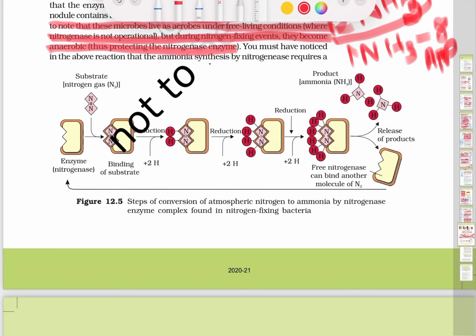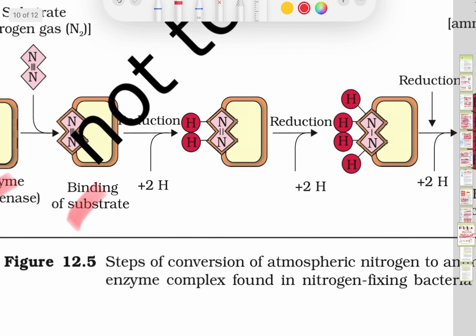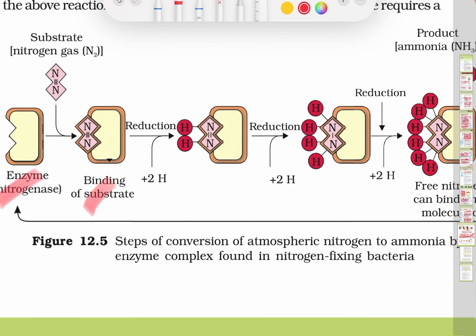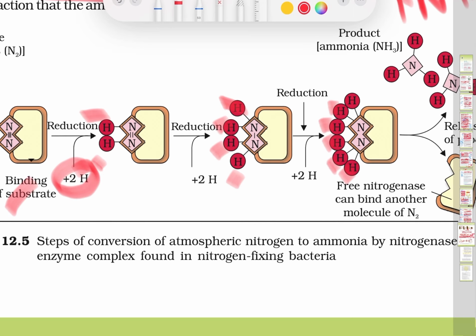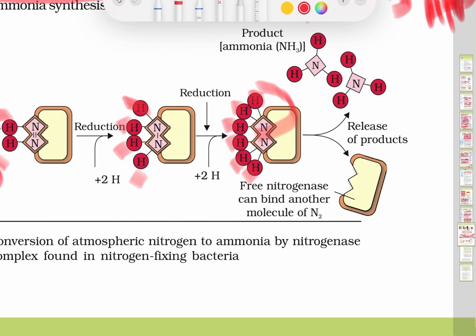Hydrogen is added. Again, hydrogen is added. Further reduction takes place. Now, free nitrogenase can bind to another molecule of N2 and release the products. This is how ammonia is produced, or you can say fixed, by the nitrogenase. These are the steps of conversion of atmospheric nitrogen to ammonia by the nitrogenase enzyme complex found in nitrogen-fixing bacteria.